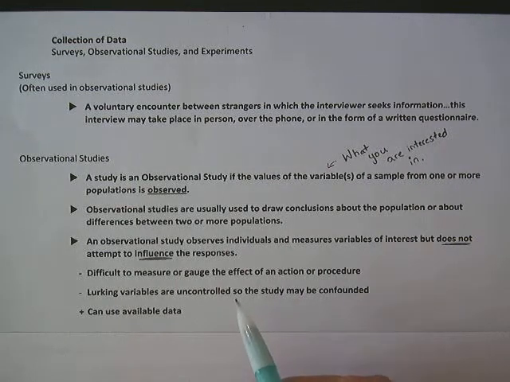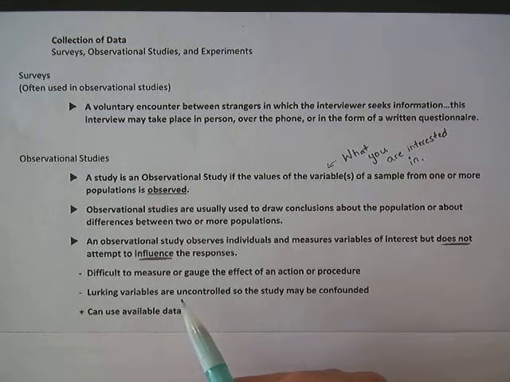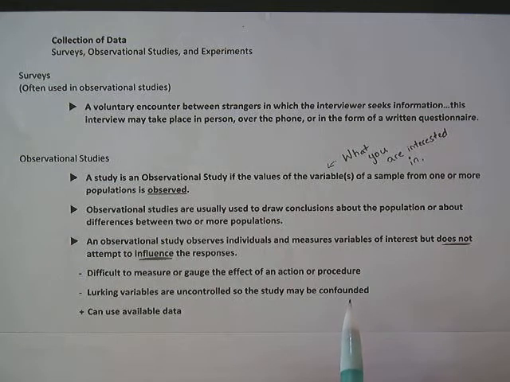Okay. And something else that's bad about observational studies is you could have lurking variables in the study that may influence what's going on. Okay. So the lurking variables, and I'll talk about that in a second, are uncontrolled. So the study may be what's called confounded.